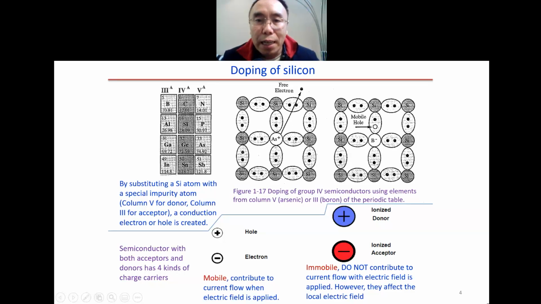When the silicon is doped, we have four different charges. We have electrons and holes, which are mobile and contribute to the current flow, and we leave behind ions. We have positive ions and negative ions, the ionized donors and ionized acceptors. They will not move and will not contribute to the current flow, but they will affect the electric field, and so they will affect the flow of electrons and holes.